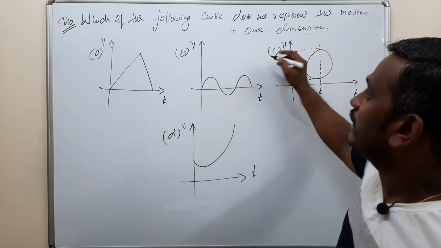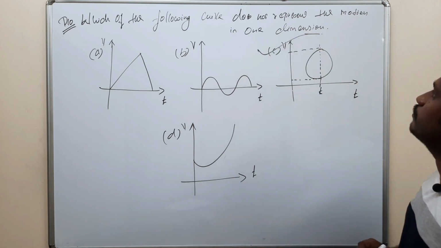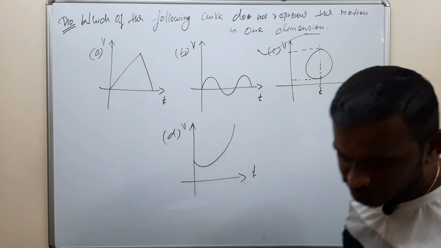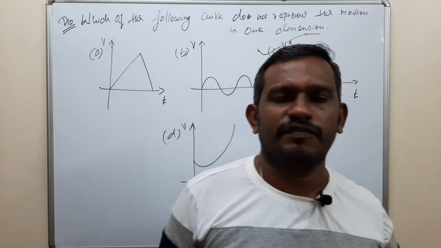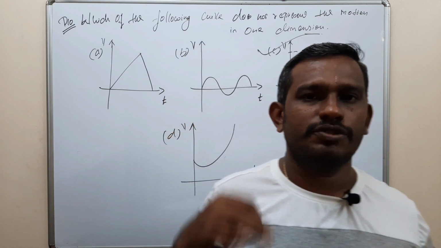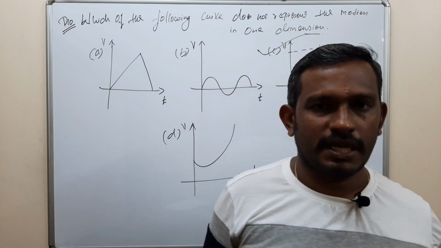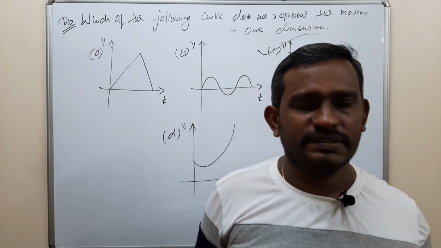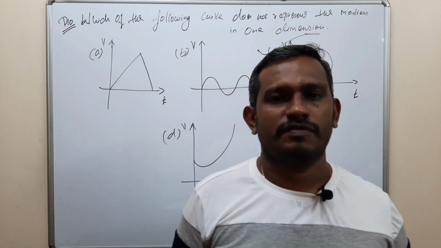This curve does not represent the motion in one dimension. In one dimension, at a particular instant of time, the body has only one velocity. In projectile motion, in two-dimensional motion, the body undergoes horizontal velocity and vertical velocity. So in that, the body has two types of velocity.